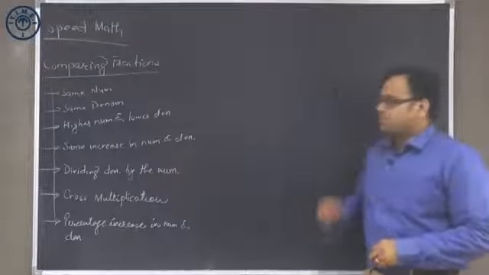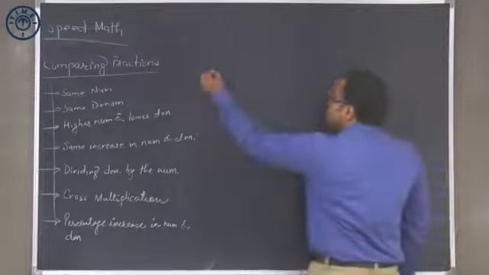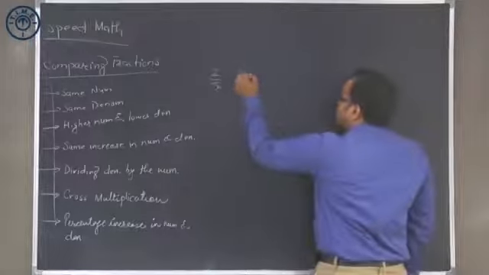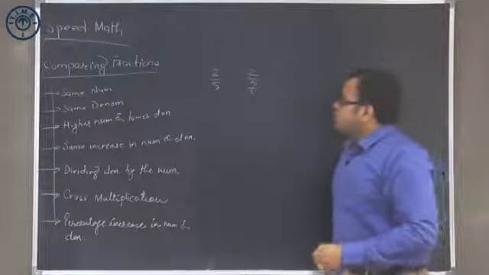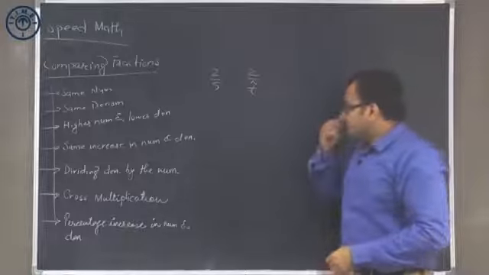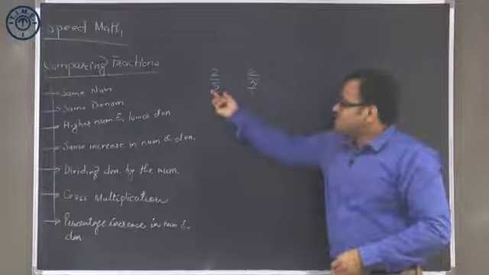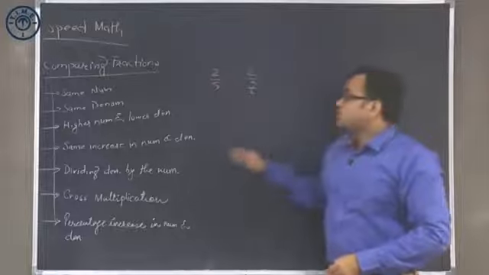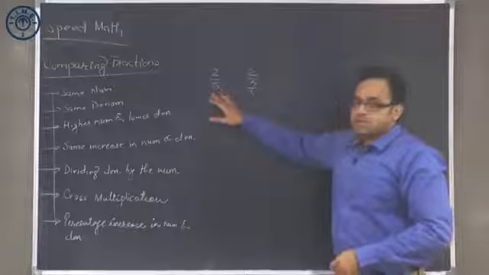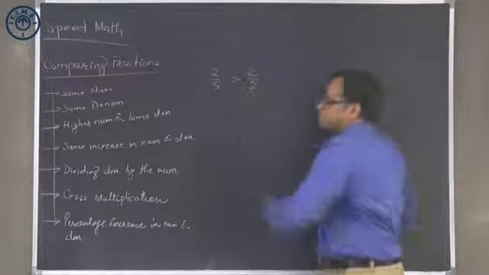First one, very simple. If the numerator is the same and the denominator is different, let us say I have to compare 2 upon 5 and 2 upon 7. When the numerator is the same, whichever number has the smaller denominator will be higher. So if the denominator is 5, it is smaller than 7, so 2 upon 5 will be greater than 2 upon 7.